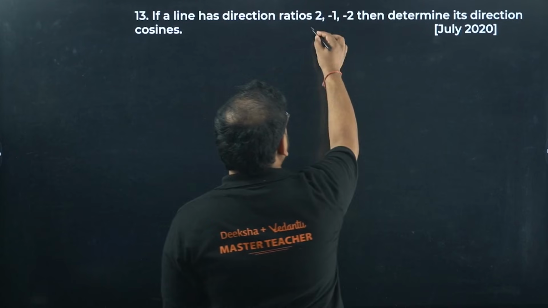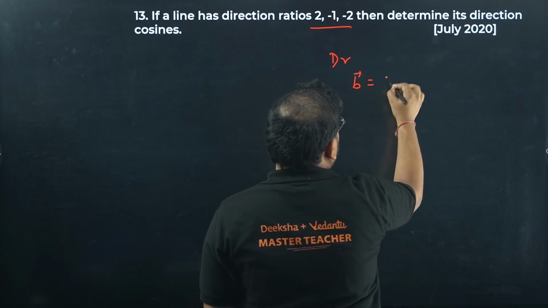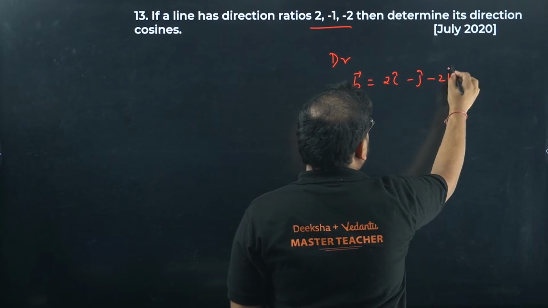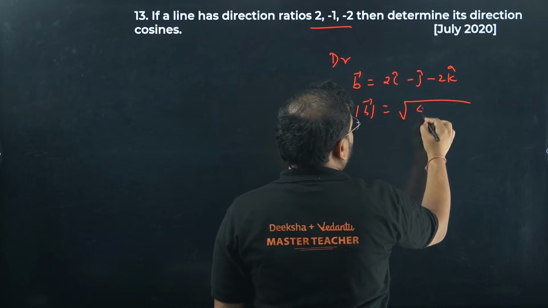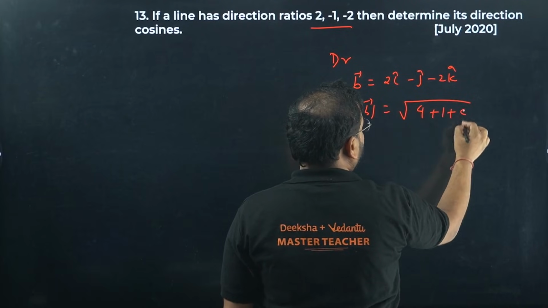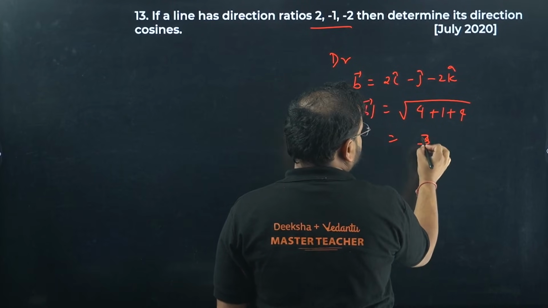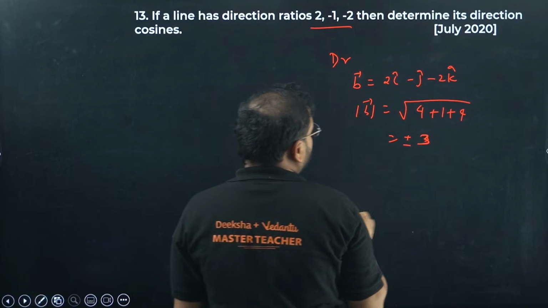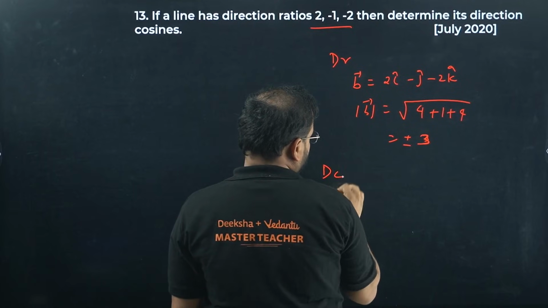Okay. So if these are direction ratios, I can form a vector using these DRs. I'll have 2i cap minus j cap minus 2k cap. Now can you find the modulus of this vector b? Yes sir. 4 plus 1 plus 4. That is how much? 8 plus 1 is 9. So 3 is the modulus, plus minus 3 actually. So you'll have the values as, please check. What are they asking? Direction cosines, no? So DCs will be like this.